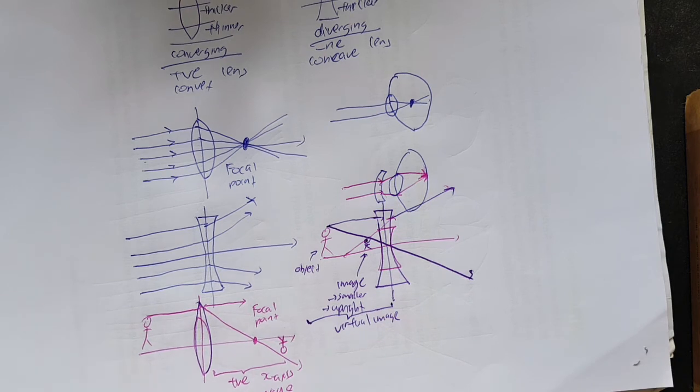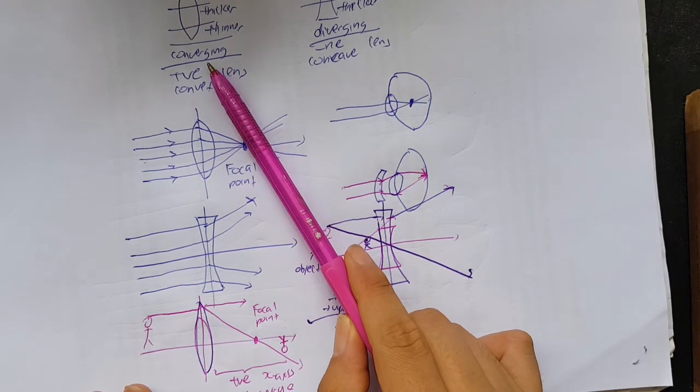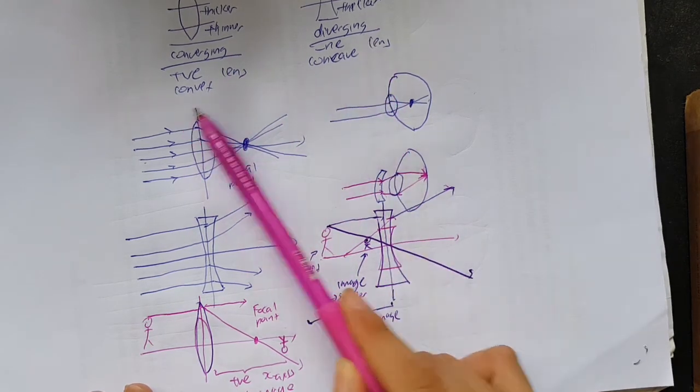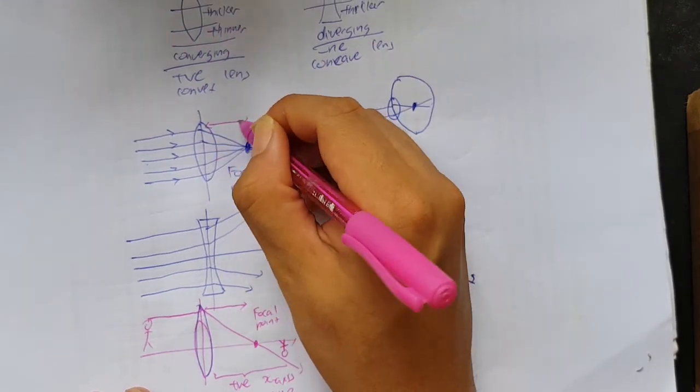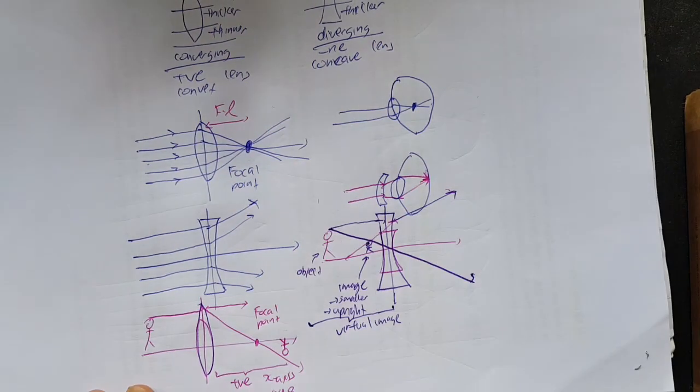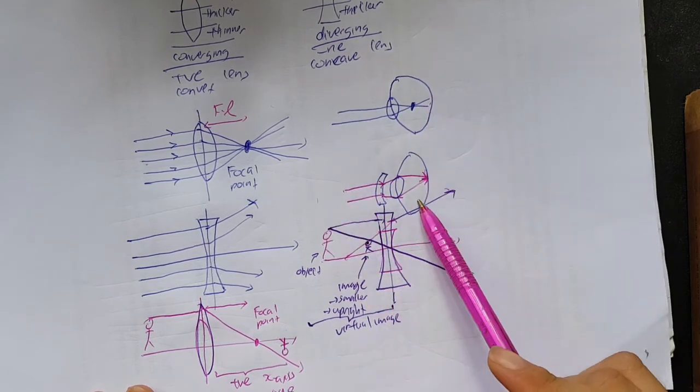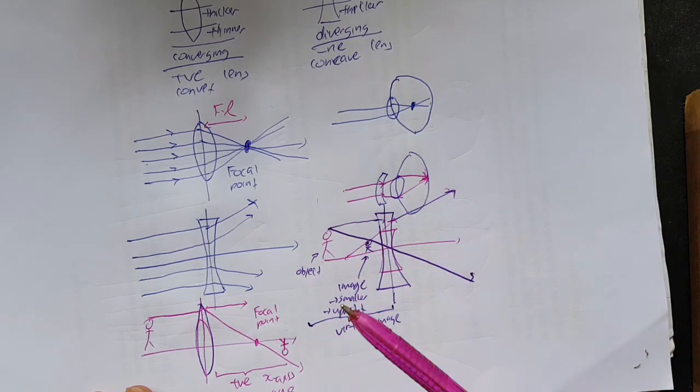For this video, it's important to know the meaning of converging lens and diverging lens, the terms used, what is focal point and what is focal length, some examples over here, and the meaning of real image and virtual image. Okay, so thank you.